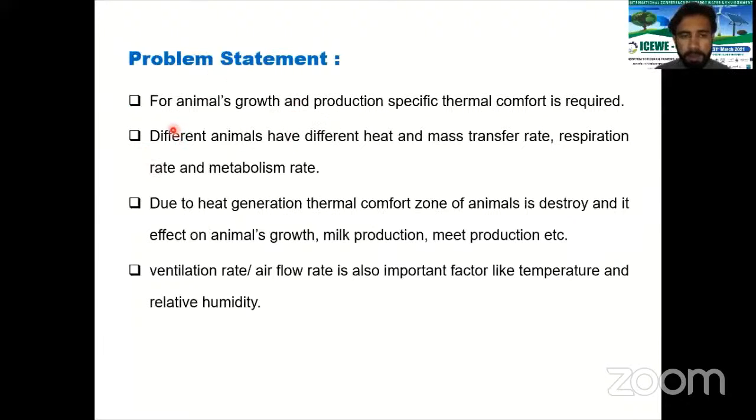Problem statement. The livestock sector is the major contributor to agriculture as compared to crop production. The thermal comfort of livestock is highly affected by heat stress. As compared to humans, animals have a different metabolism and respiration rate. The milk production and meat production of animals are highly affected by heat stress conditions. So it is necessary to provide a thermal comfort zone for the animals.